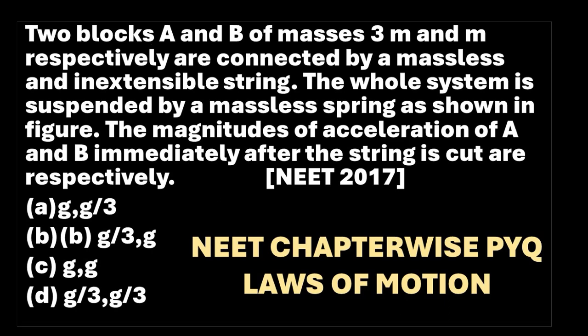Two blocks A and B of masses 3m and m are respectively connected by a massless and inextensible string. The whole system is suspended by a massless spring as shown. So, a massless and inextensible string and a massless spring.